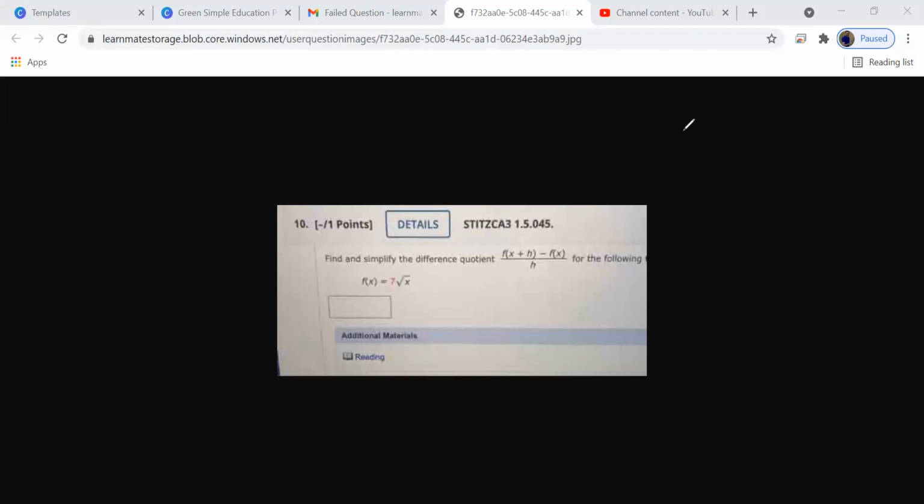Okay, so I'm just going to write down the steps, itemize the process for the difference quotient. The first step is computing f(x plus h). f(x plus h) means plugging x plus h into the function, and the function is 7 times the square root of x. So I'm going to plug x plus h in for x in the function. So 7 times, instead of x, I'm putting x plus h here.